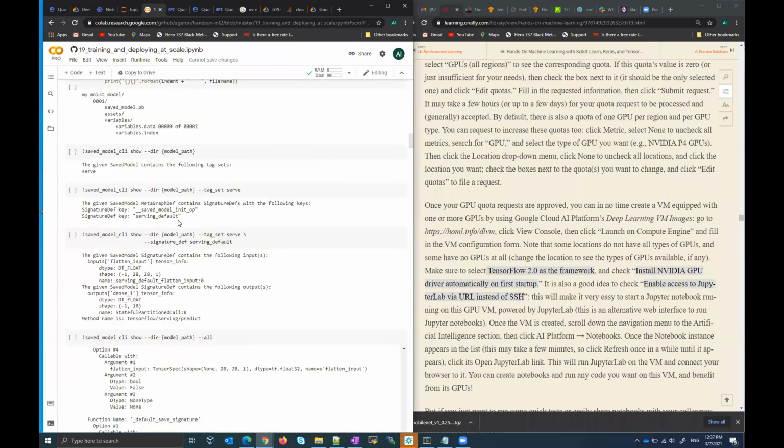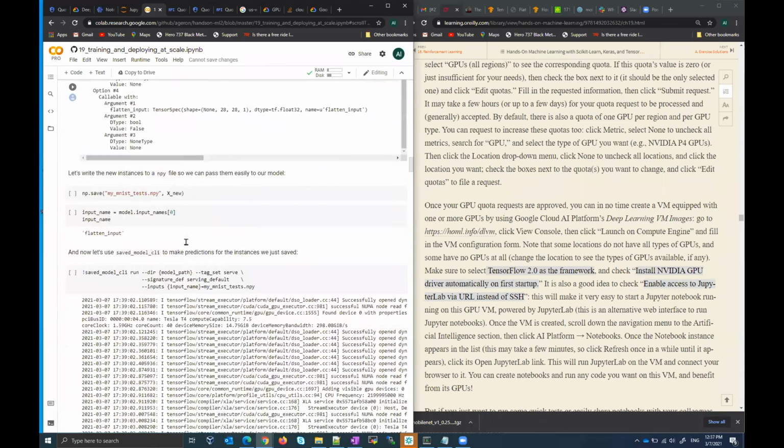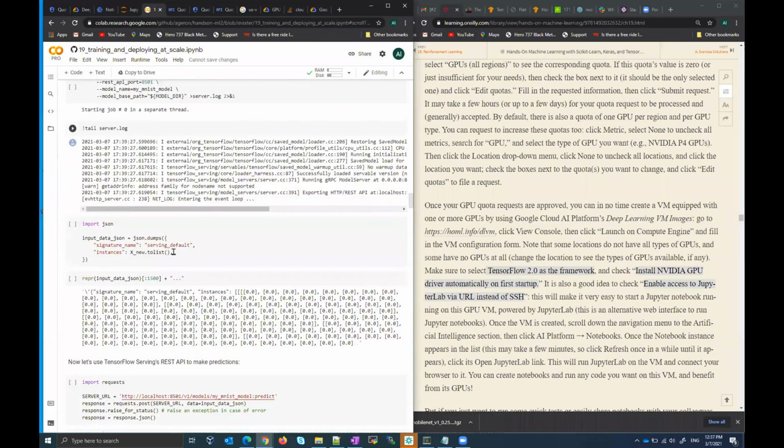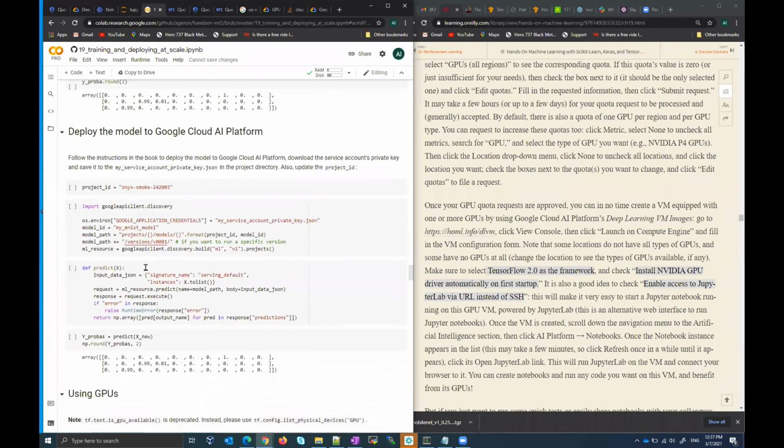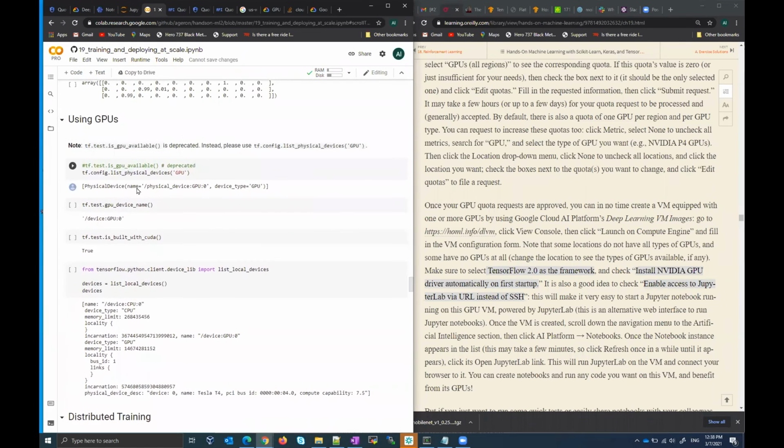Yeah. Can you see my screen? Yep. Okay, thank you. Okay, so let's get back to the section for GPUs.